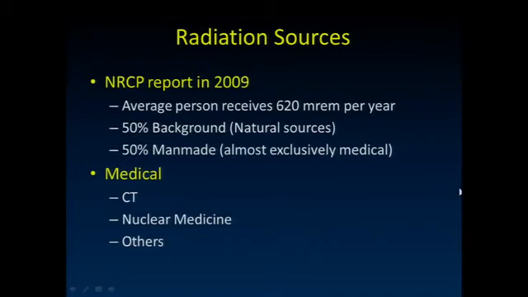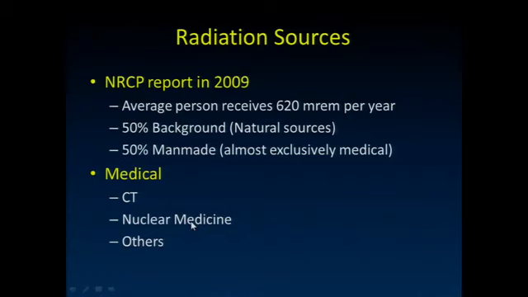So what are the sources of radiation? Just to briefly go over those, right? Because I already have mentioned to you that we see quite a bit of radiation exposure just from natural background. So the average person receives about 620 millirem per year. 50% of that is background, and 50% of that is man-made. And the man-made radiation is almost exclusively from medical sources. And in medical sources, CT is the major contributor to that. As a matter of fact, 50% of the man-made exposure approximately is from CT.